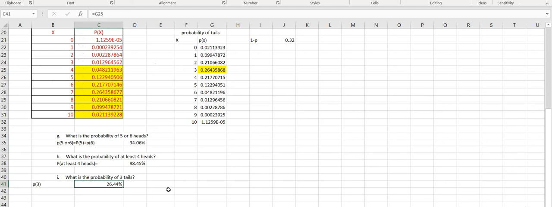I hope this video helped you understand the difference between creating distribution probability for the probability of success and creating a probability distribution of the probability of fails, which is the probability of tails in this case.